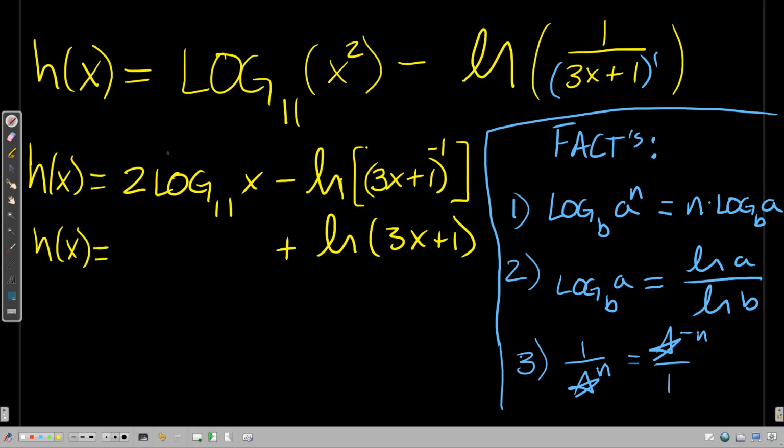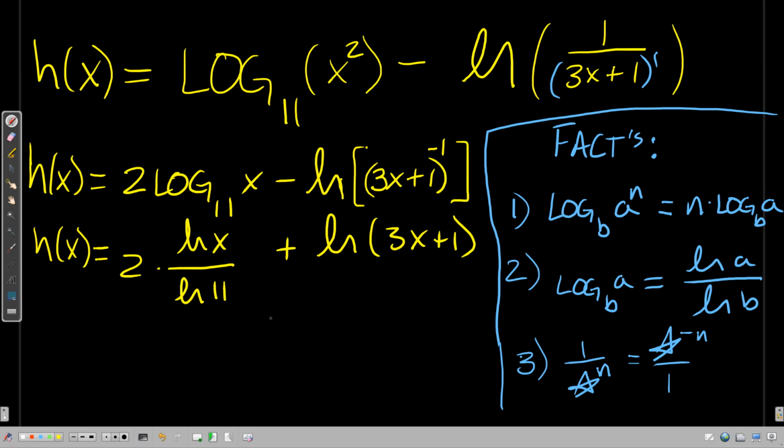And then this part here, the log base 11 of x, that's a change of base formula. So you will have 2 times the natural log of x over the natural log of 11. Great. Wonderful. This is h of x. Are we finished?